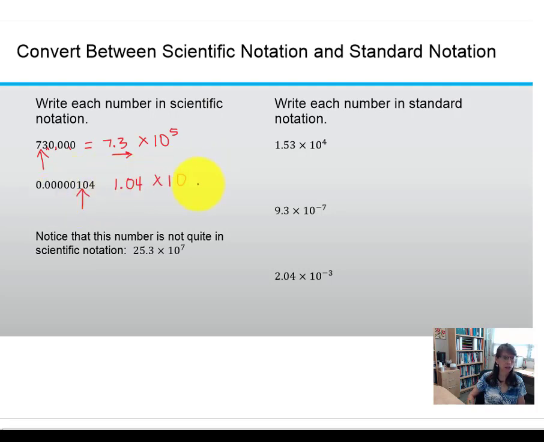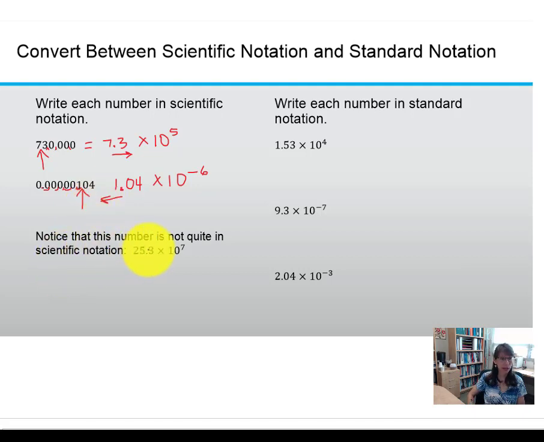So remember, you're trying to figure out which direction this decimal should be moved in order to make the number look like the original number. So this time we'd have to move it to the left. So we'll count 1, 2, 3, 4, 5, 6 places to the left, which means a negative 6. So 1.04 times 10 to the power of negative 6 is the same value as 0.0000104. We just have two different ways to write that number.